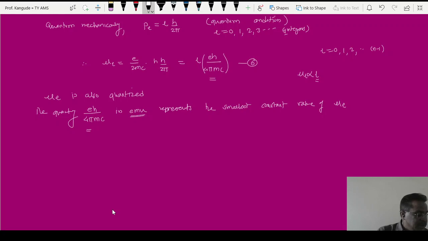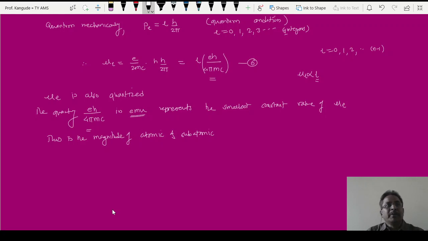So this is the magnitude of atomic and subatomic magnetic moments. Remember, we do not use this to measure the magnetic moment of any magnet which we use in the laboratory. It is too big. But on the microscopic, atomic and molecular scale, this is the unit of measurement of magnetism. That is the magnitude of atomic and subatomic magnetic moments, and it is known as Bohr magneton.